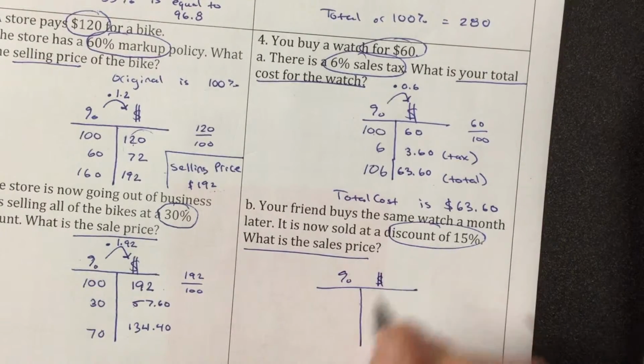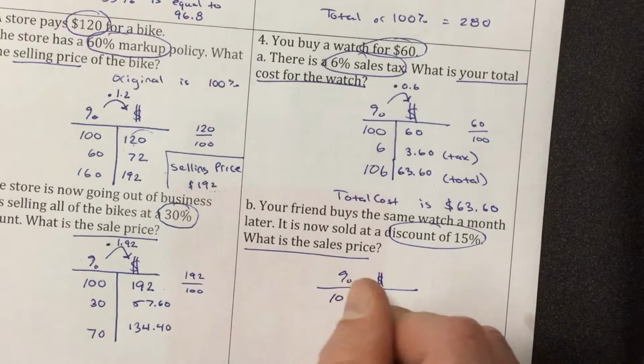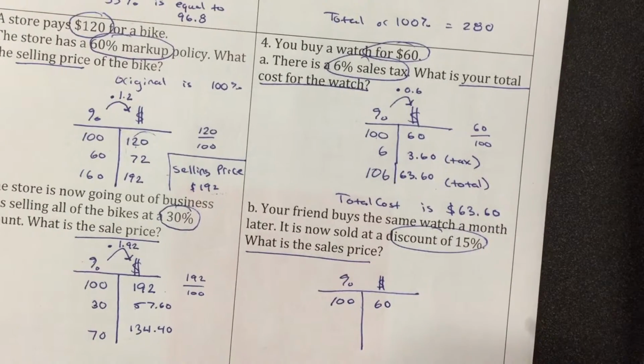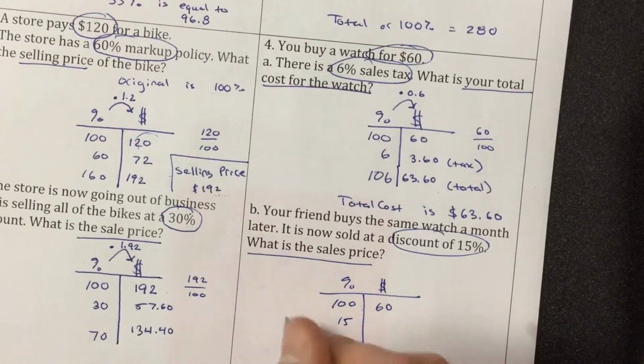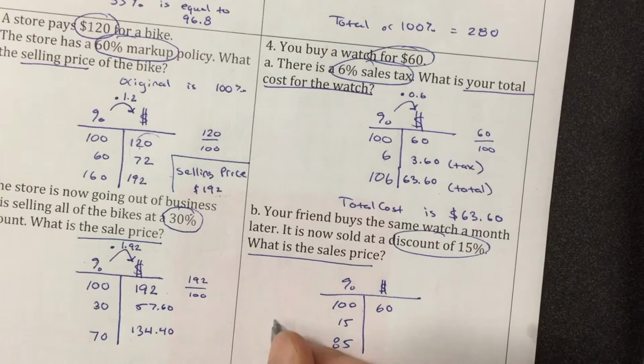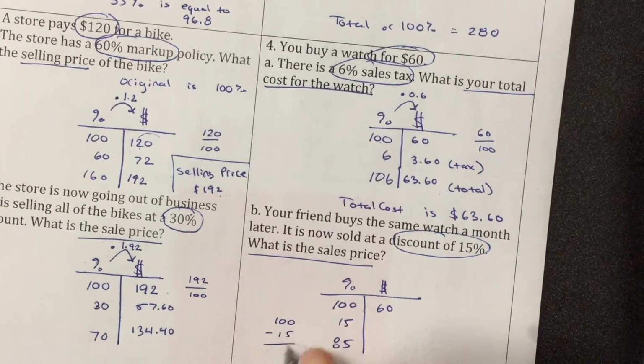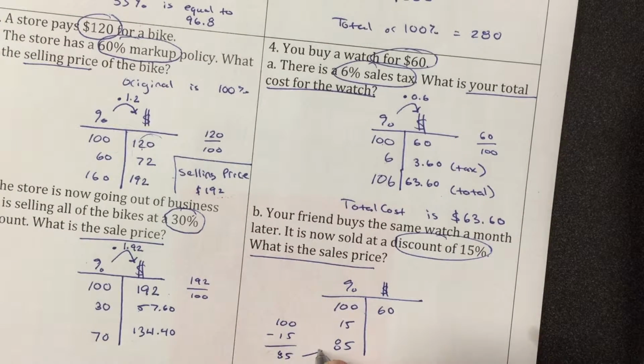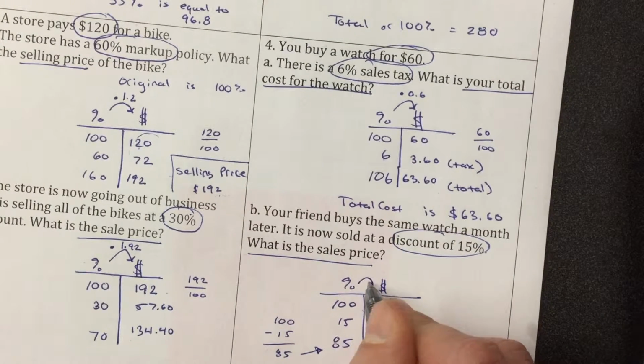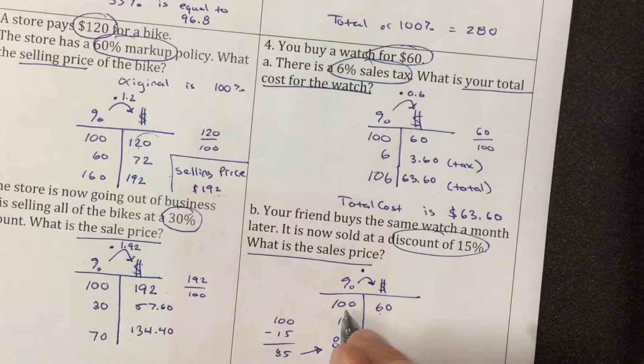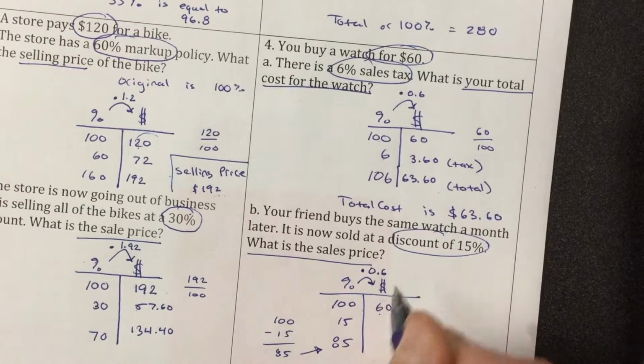Percent, money. 100% is the same as the $60 original price, and they're going to take 15% off. I know discounts mean that they're subtracting, so you're going to end up paying 85%. 100 minus 15 is 85%. So we find that constant of proportionality. 60 divided by 100 is 0.6.